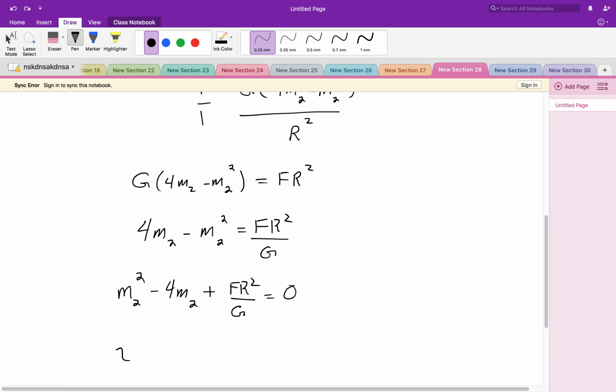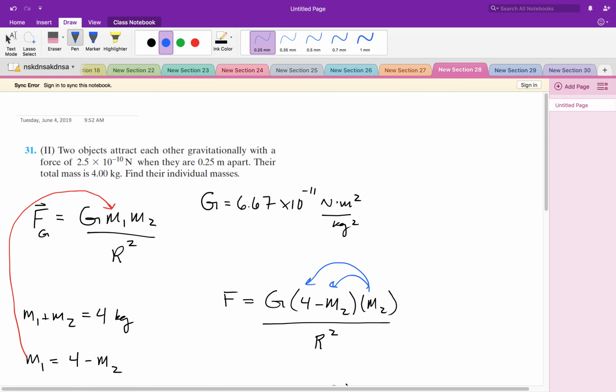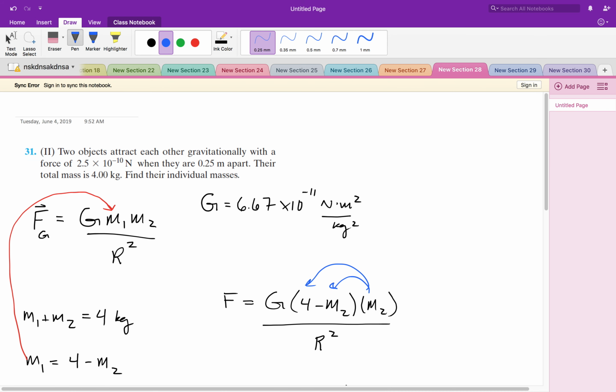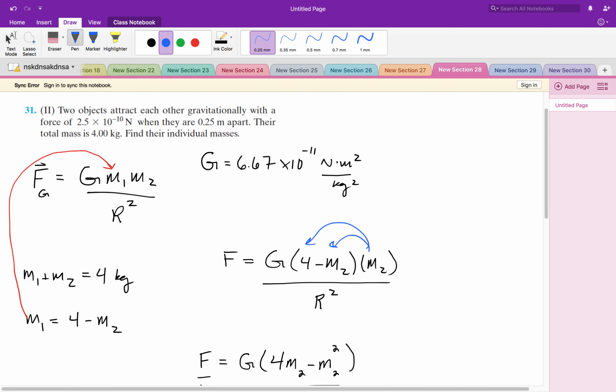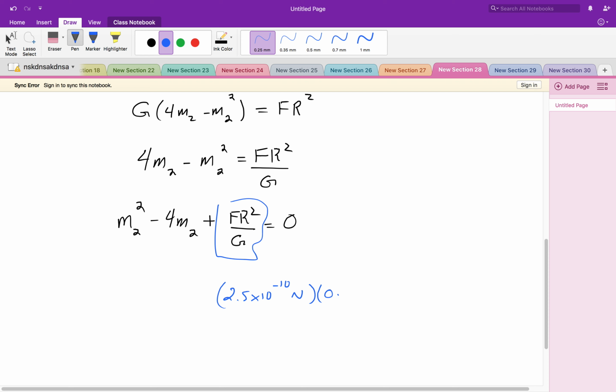It's like, well, we get a number for this, right? So let's get a number here first, because we have numbers for these. We're told that F is 2.5 times 10 to the negative 10, and R is 0.25. So this is going to be 2.5 times 10 to the negative 10 newtons, that's the force. R is 0.25, squared.